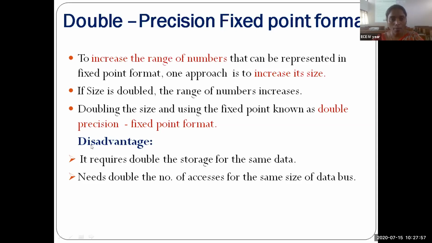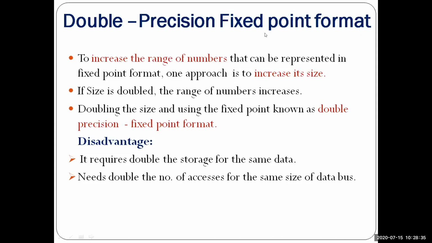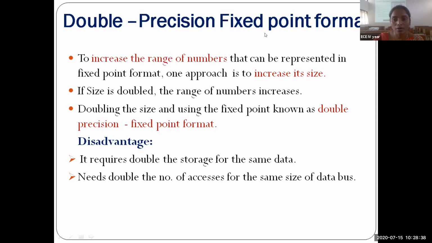But what is the drawback of this double precision fixed point? It requires double the storage of the same data, and it requires 2 times of accessing the same data from the data bus. To overcome the wrap around, we went for double precision. But double precision is nothing but simply doubling the size, so that you need more memory and more accesses from the data bus. So these are the points regarding double precision fixed point format. So up to now what we have discussed, fixed point format which contains signed integers and signed fractions. It has one drawback. What is that?